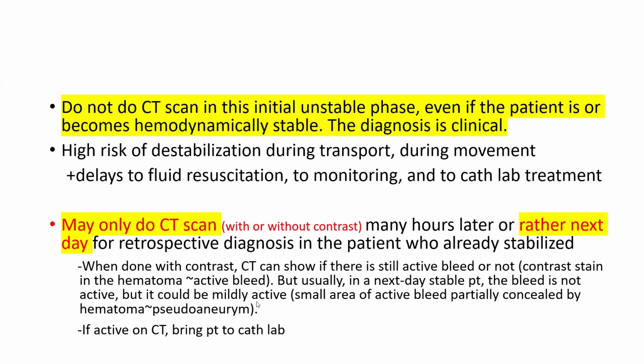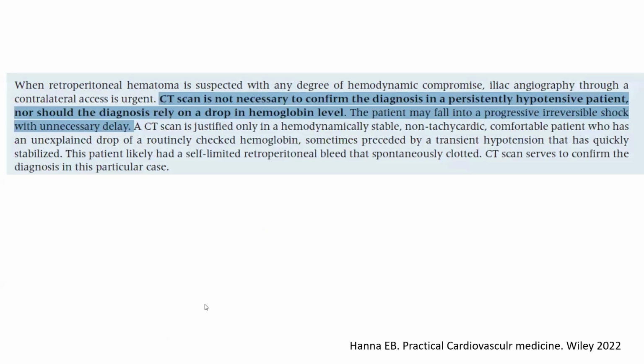However, it could be mildly active. That's why there could be a value of doing the CT scan next day. If you can do it with contrast, you can do it with contrast. It can show that maybe that RP bleed is still mildly active. There is a small area of active bleed partially concealed by hematoma. It's what I call mildly active RP bleed. That's kind of similar to femoral pseudoaneurysm that I'm going to explain in a little bit. So if active on CT, even next day, you should consider bringing a patient to the cath lab to try to seal the bleed. This is more the slow oozing, partially contained RP bleed.